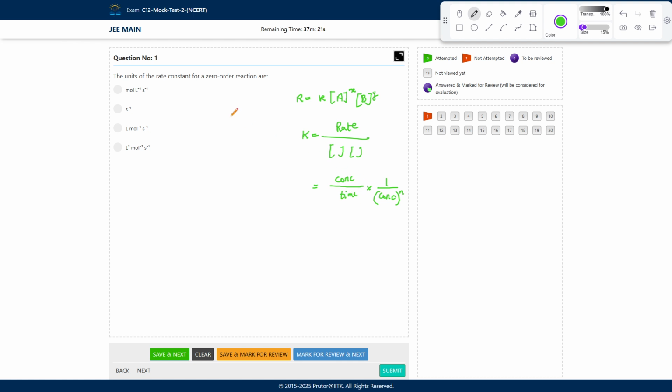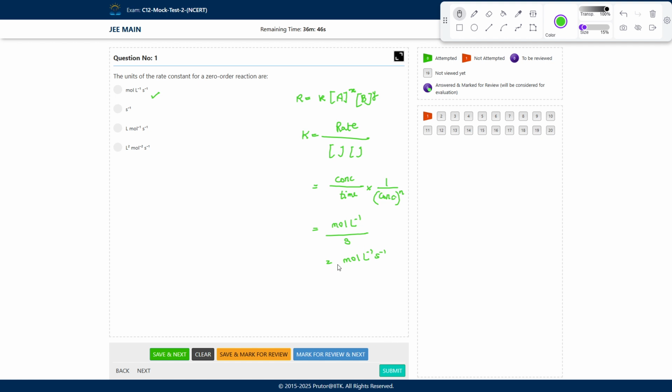So here we are given that for the zero order reaction the rate constant you have to find out. If you put n equals 0, this concentration term in the denominator will eliminate. So concentration by time is the remaining thing. Concentration is given by mole per liter, right, divided by time in seconds. So it will be mole liter inverse second inverse, right? That means our first option is going to be our correct answer, right?